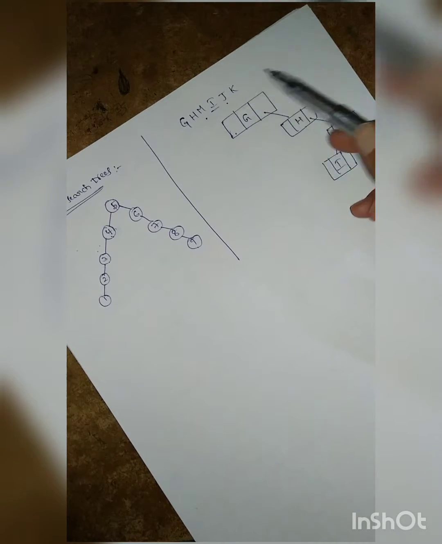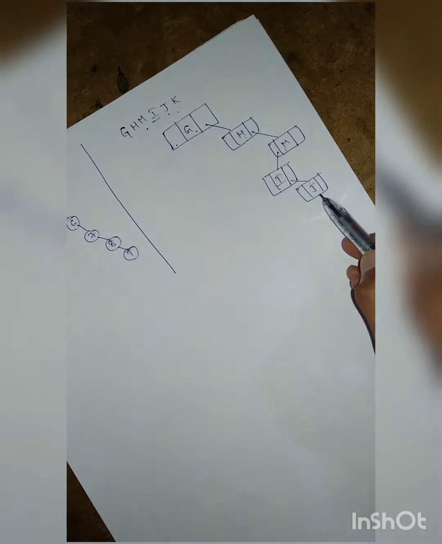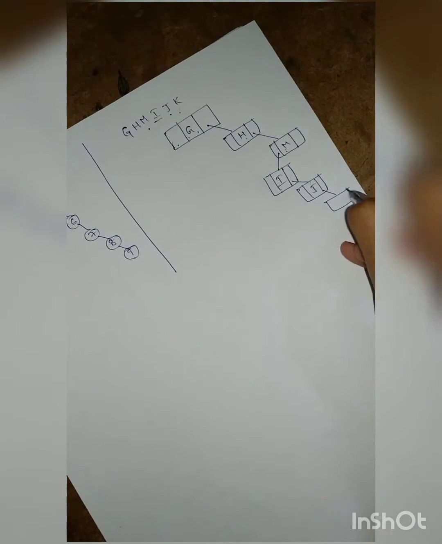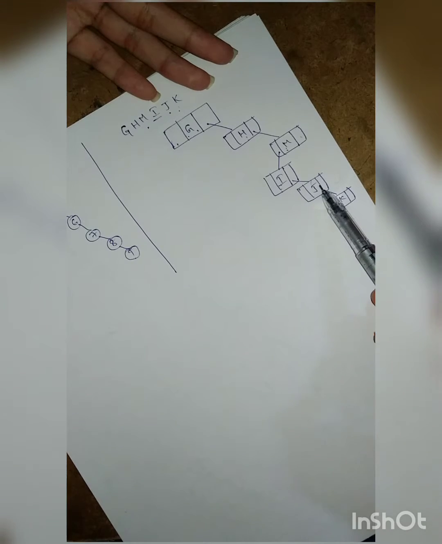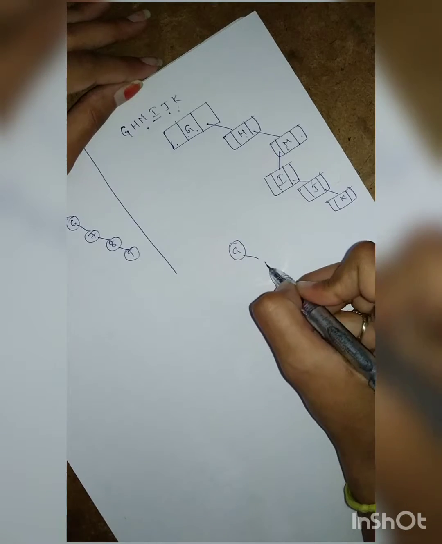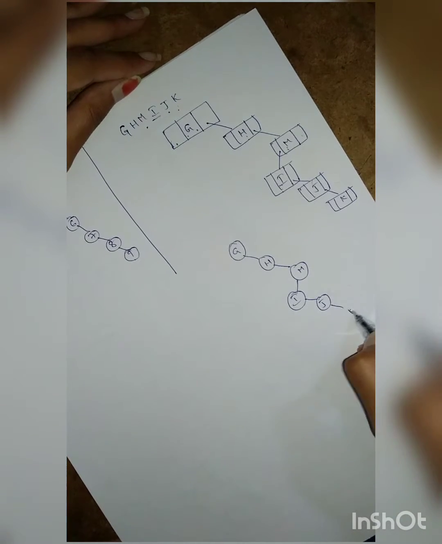And J. J is greater than G, J is greater than H, J is less than M, but we have I over here, so what we do is put J here because J is greater than I. Next, K. K is greater than I and J, so K will come here, to the right of J. And if we represent this as a tree, we have G, H, M, I, J, K.